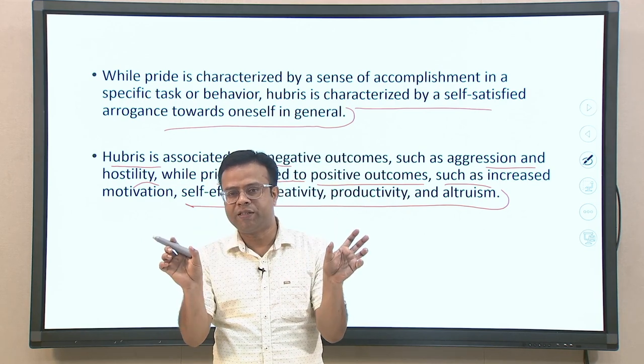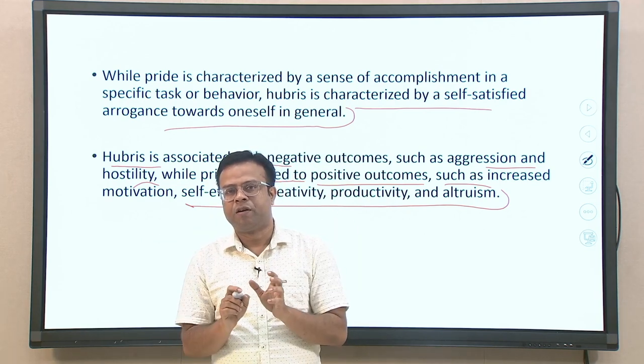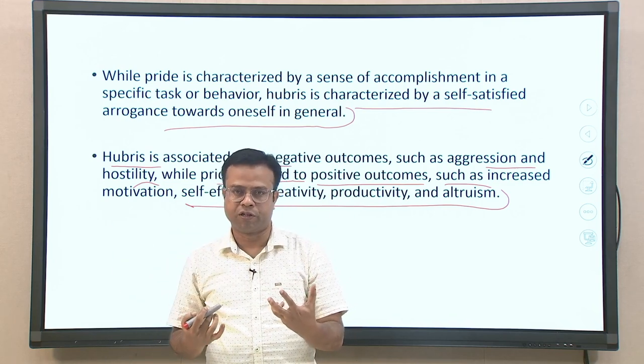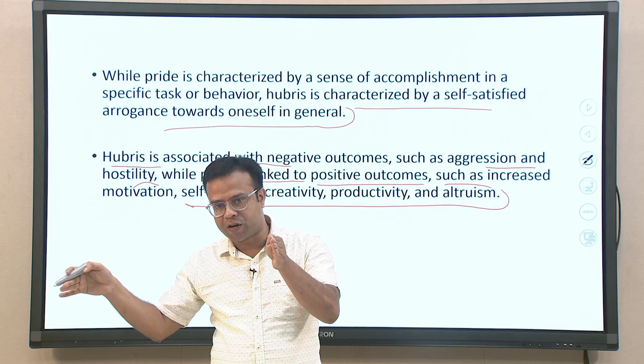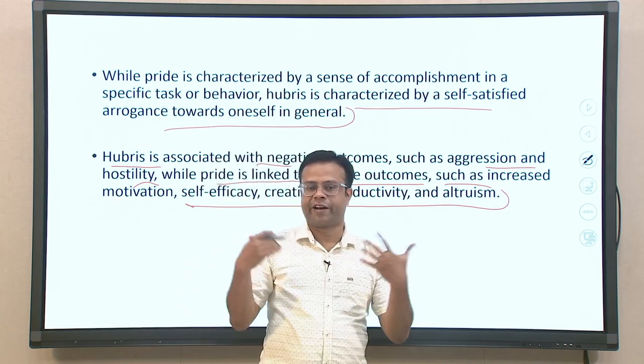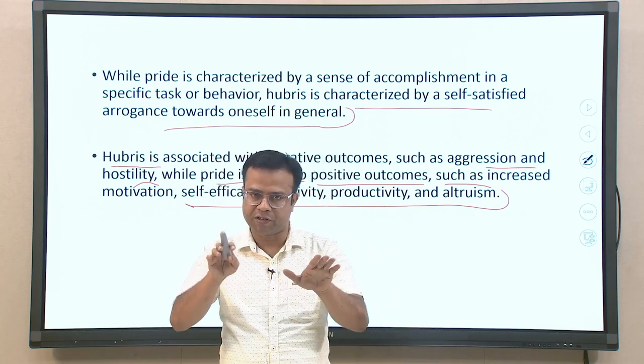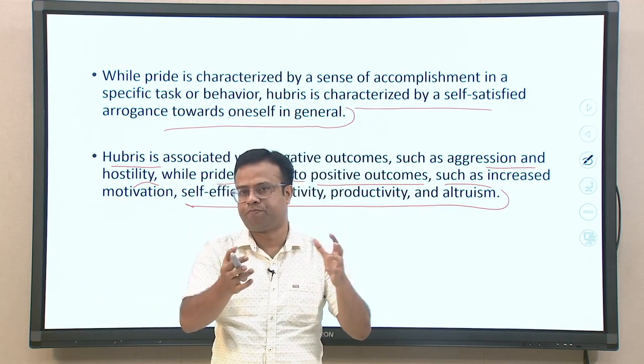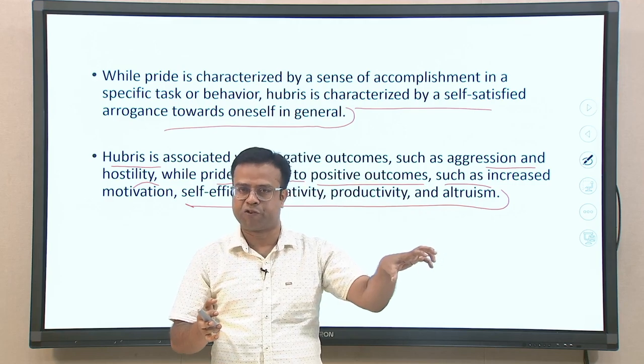The concept of hubris is associated with arrogance and a sense of ego, which can lead to certain negative outcomes such as aggression and hostility and so on. So, one could be more negatively oriented, one could be a little bit more positively oriented aspect of pride.